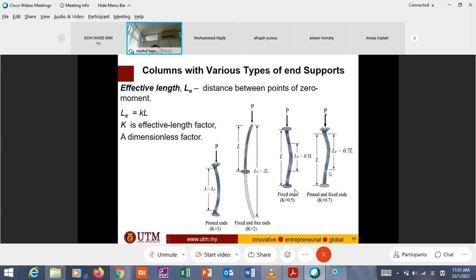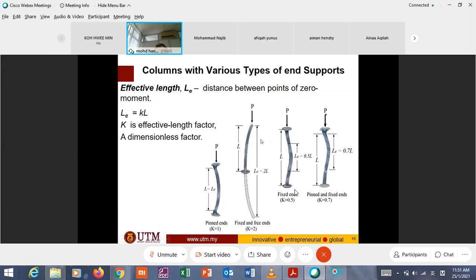Oh yeah, okay. So here LE is equal to pin and fix, yeah? Pin and fix. This one pin, this one fix. LE equal to 0.7L. And what about when you have a cantilever? When you have a cantilever, LE equal to 2L.